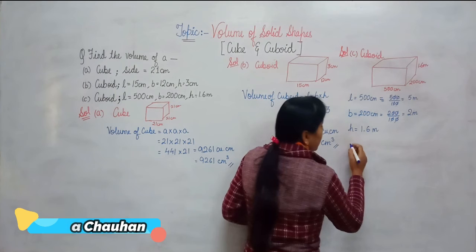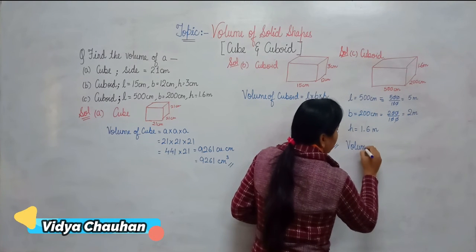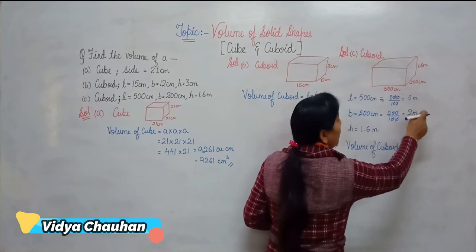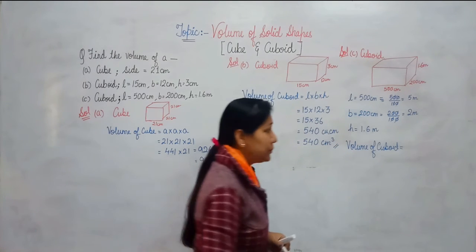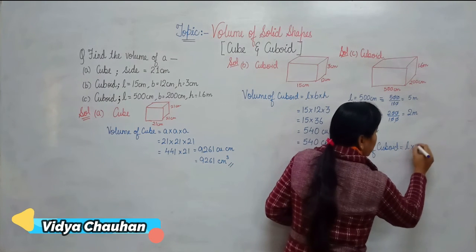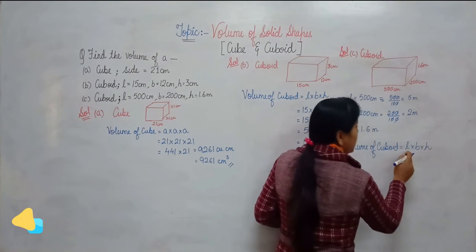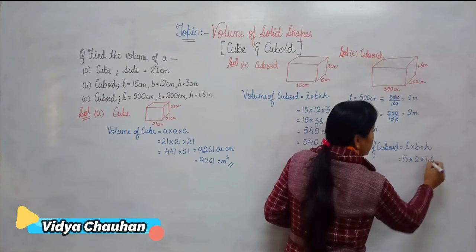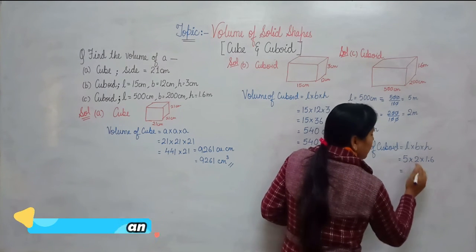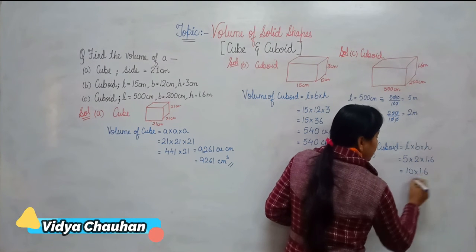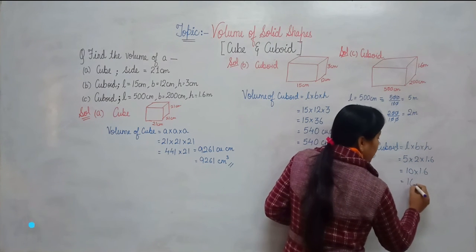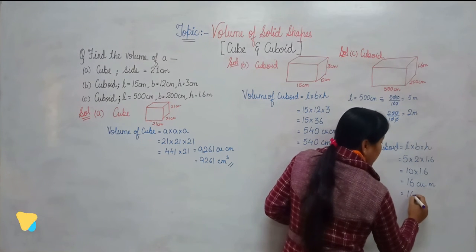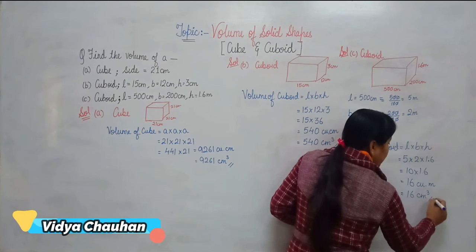Now it's time to put the formula for volume of cuboid. Now we can calculate the volume, just because we have converted all the dimensions into its meter form. Now putting the formula, length into breadth into height. Let's put the value. Length is 5 meter, breadth 2 meter and height as 1.6 meter. 5 into 2, 10, multiply by 1.6. When you will multiply 1.6 by 10, you will get 16. And what will be its unit? Cubic meter. Or you can write 16 centimeter cube.